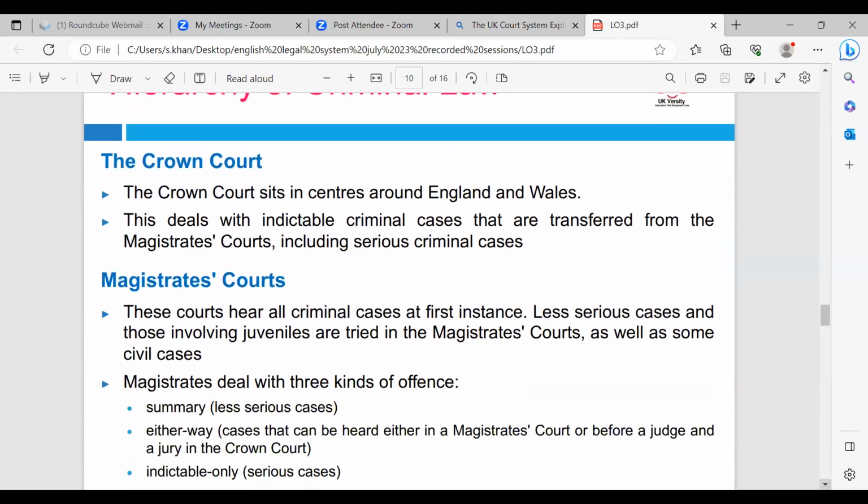So the Crown Court, and this is in regards to criminal law. The Crown Court sits in centres around England and Wales. This deals with indictable criminal offences, cases that are transferred from Magistrates' Court, including serious criminal cases. Criminal cases are tried in two different courts, as we mentioned earlier, the Magistrates and the Crown Court. The Crown Courts were established in January 1972 and are located, as mentioned, regionally. The Crown Court hears cases that are sent by the Magistrates' Court, either at first instance or at appeal.